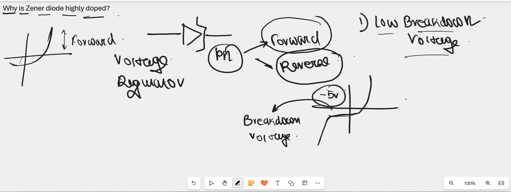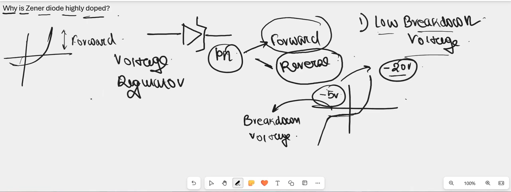If the Zener diode was not highly doped, I am assuming the Zener diode is lightly doped, then this breakdown voltage will go up from minus 5 volt to suppose minus 20 volt. Attaining this much reverse bias voltage is not easy. Rather than that, we are more comfortable with minus 5 volt. So to attain a low breakdown voltage value, we highly dope the Zener diode, which helps the Zener diode maintain a constant voltage across its terminals when it is operated in the reverse bias region.